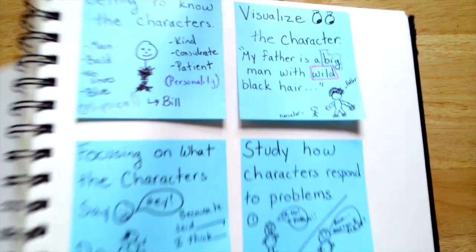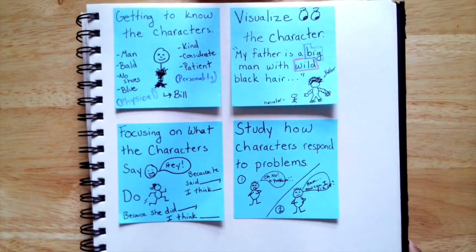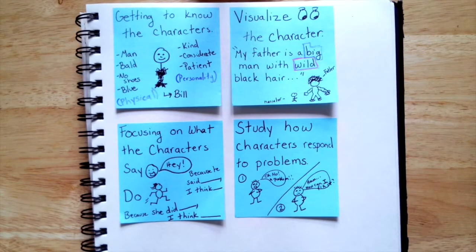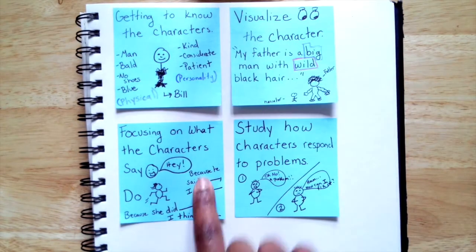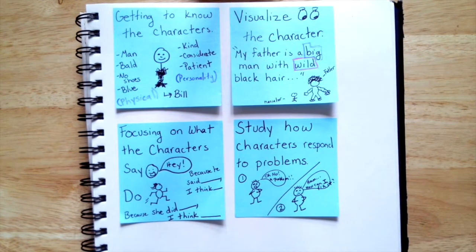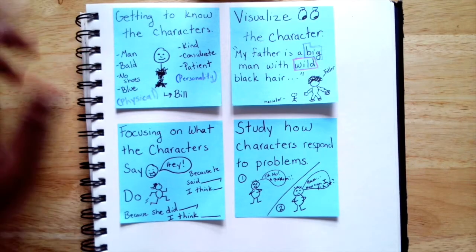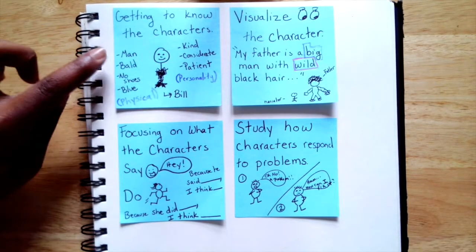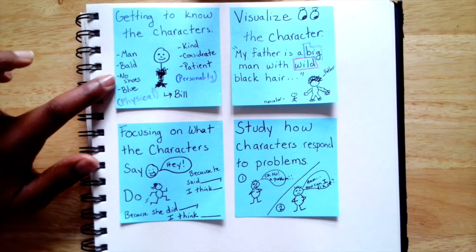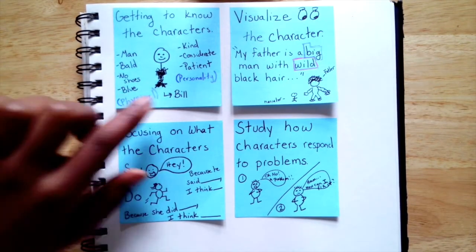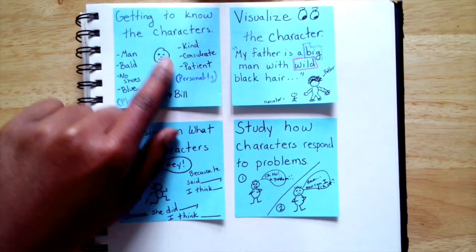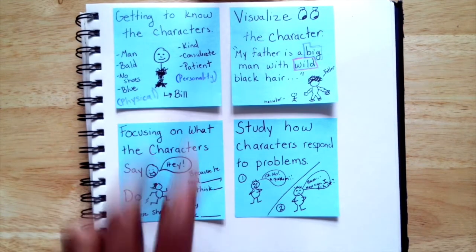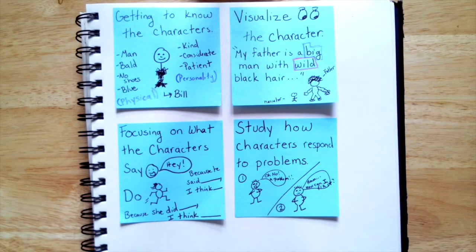So, when we're trying to get to know characters, there are many different things that we can do. Here are three strategies that we have learned so far, and a fourth one that we're going to practice today. One way that we can get to know characters is by looking at their physical traits. So like we could say this is a man, he's bald, he has no shoes, he's blue, or their personality traits: kind, considerate, patient. So there are two different types of traits we could look at when we're getting to know characters.